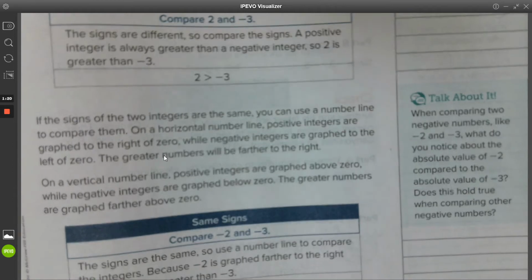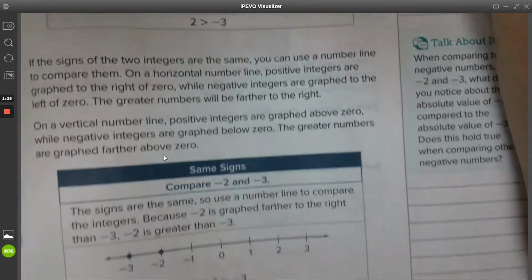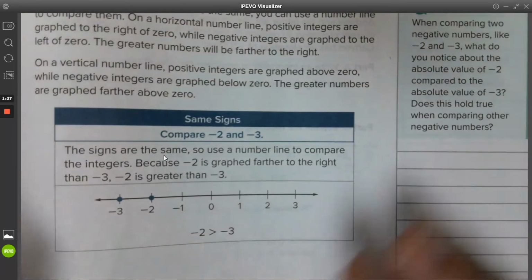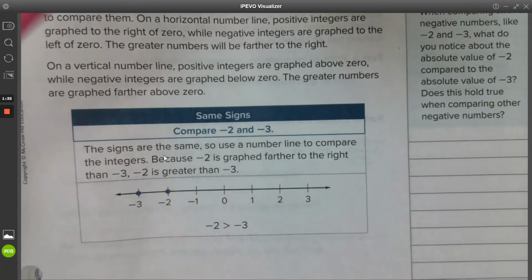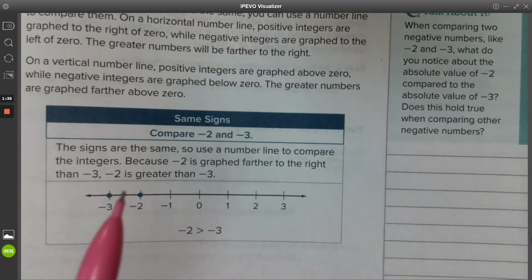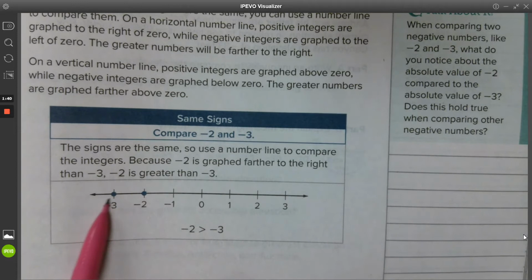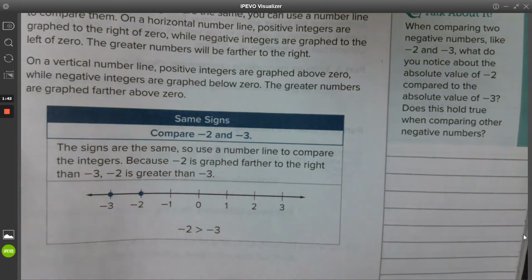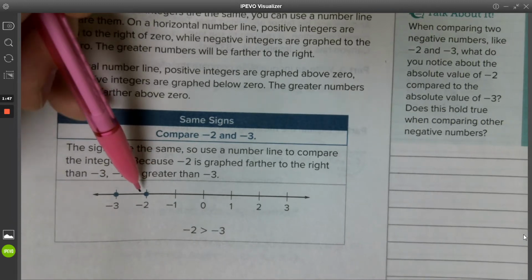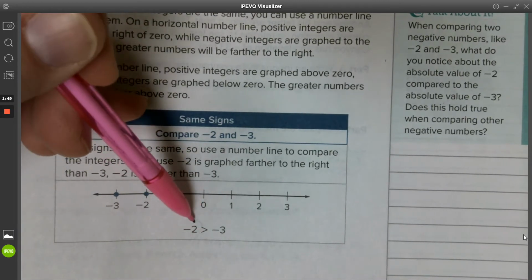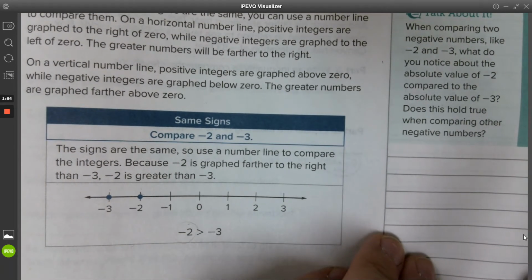So if the signs of the two integers are the same, you can use a number line to compare them. So we can actually graph them onto a number line. And whatever is furthest to the right, okay, so go in that direction, furthest to the right is going to be the greater of the two numbers, or more numbers, however many you're comparing. So here, if we graphed negative 2 and negative 3, negative 2 is here, negative 3 is here, negative 2 is furthest to the right, so negative 2 would be the greater number, greater integer here.